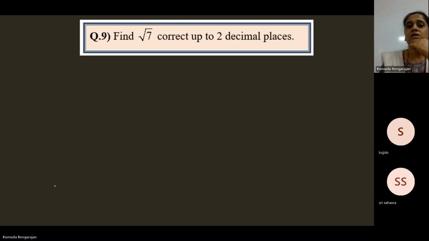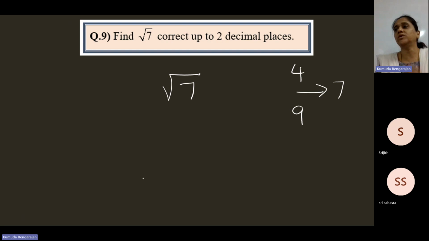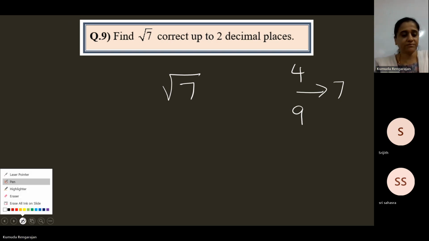So 7 is not a perfect square. 2 into 2, 4. 3 into 3, 9. So 7 lies between the perfect squares 4 and 9. 4 is a perfect square. 9 is a perfect square. It's not a perfect square. That's why the question is find the square root of 7, correct up to 2 decimal places. So approximately up to 2 decimal places.